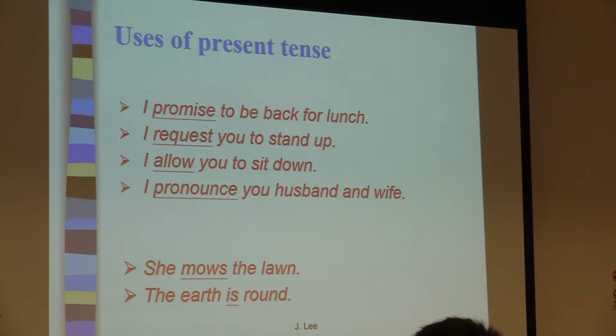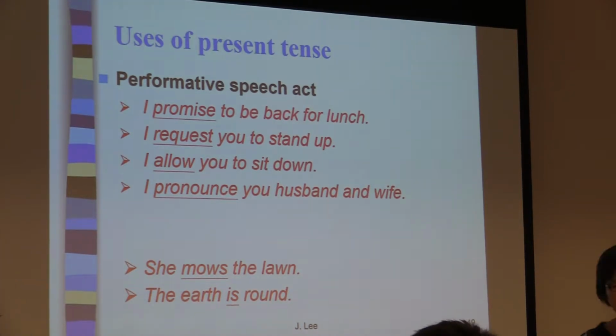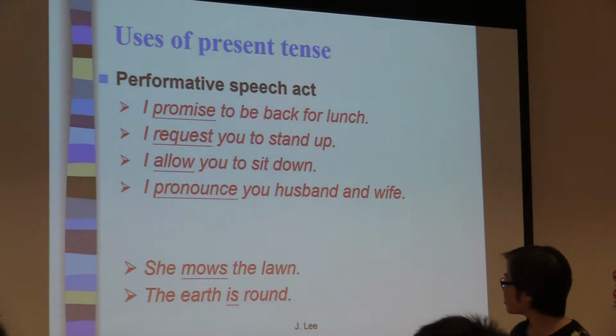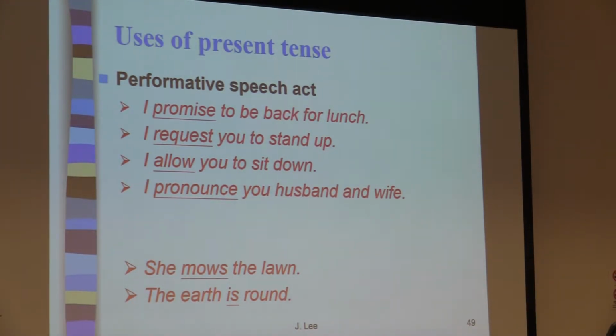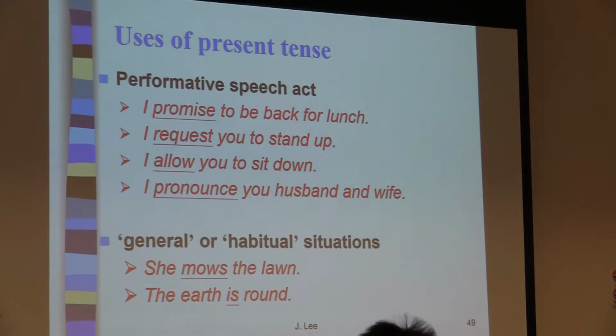Okay, so the use of present tense, I promise to be back. I request you to stand up. That's a request, making a request. I allow you to sit down. Permission given to you now. And I pronounce you husband and wife, and we call this kind performative speech act, performing the action. But she mows the lawn, the earth is round. These are not performative speeches, of course. There are general facts or general situations, habitual situations.